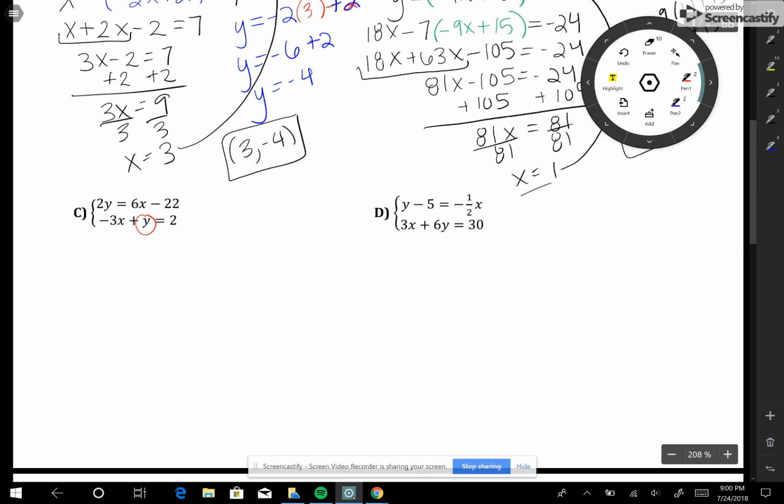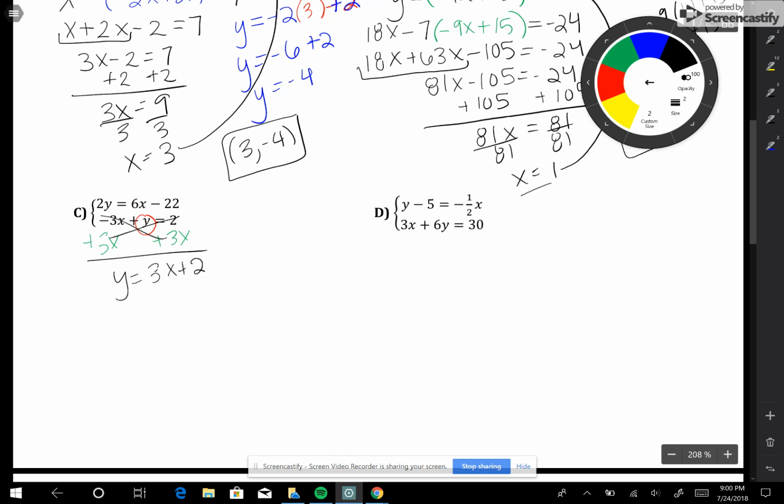So this first equation here, if I want to solve that for y, I'm going to need to add 3x to both sides. And that gives me y equals 3x plus 2. Okay, so get rid of that. And now I can plug the expression 3x plus 2 in for y in the first equation. So I will be taking 2 times 3x plus 2. That equals 6x minus 22.